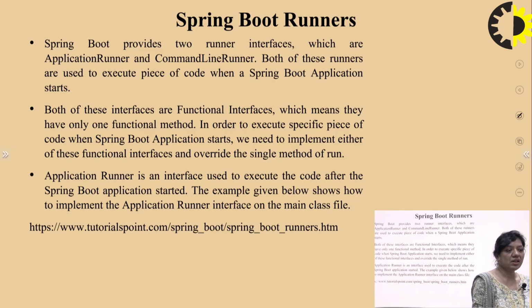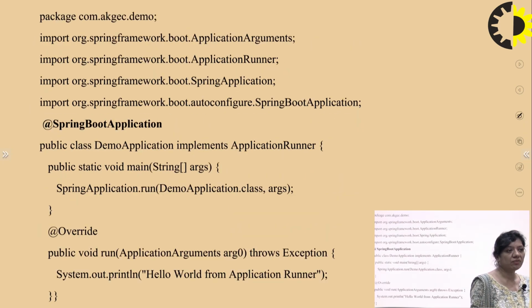ApplicationRunner basically is an interface used to execute code after the Spring Boot application has started. I'm going to tell you how the Spring ApplicationRunner works with the help of this program. For this we have to import some frameworks like ApplicationArguments, ApplicationRunner, SpringApplication, and SpringBootApplication. Firstly, we have the Spring Boot application. We want to run it in this application runner.